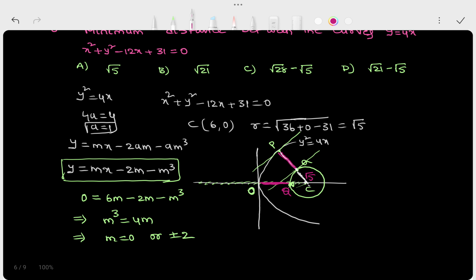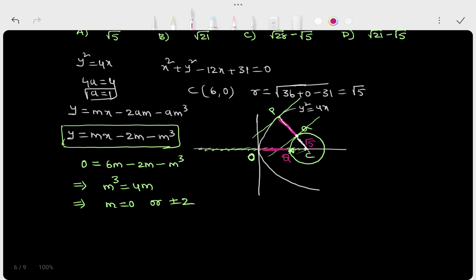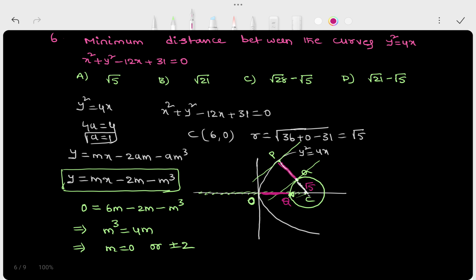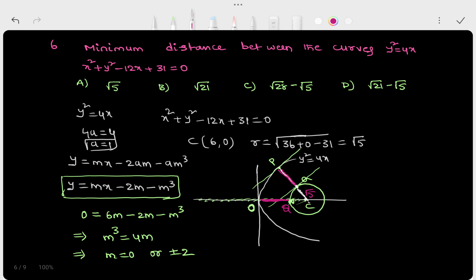So here, the shortest distance between these two. What is the distance from origin to this one? 6. 6 minus root 5. But 6 minus root 5 is not possible. Here, this point will be nothing but 6 comma 0. 6 comma 0 means the distance from origin to the center will be 6 units. Understand? And next, the radius will be equal to root 5. So this value will be 6 minus root 5. But it is not possible.